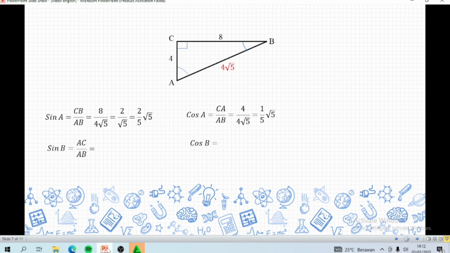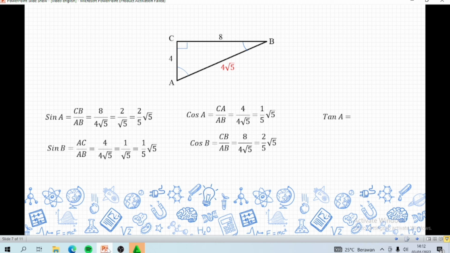Sin B equals AC divided by AB equals 4 divided by 4 times square root of 5 equals 1 divided by square root of 5 equals 1 divided by 5 times square root of 5. Cos B equals CB divided by AB equals 8 divided by 4 times square root of 5 equals 2 divided by 5 times square root of 5.